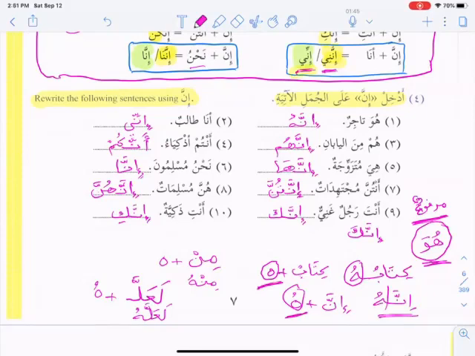Now, hu, whatever noun it is attached to, or particle it is attached to, or harf jar it is attached to, is majroor or mansub. That's it. Marfu is huwa. Huwa is marfu. And these are majroor and mansub. Did you get the idea? This is important. So this is just a little bit of a revision.